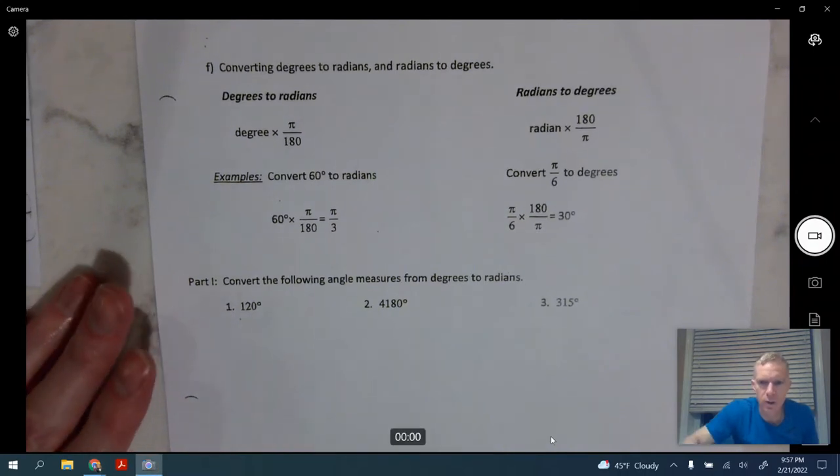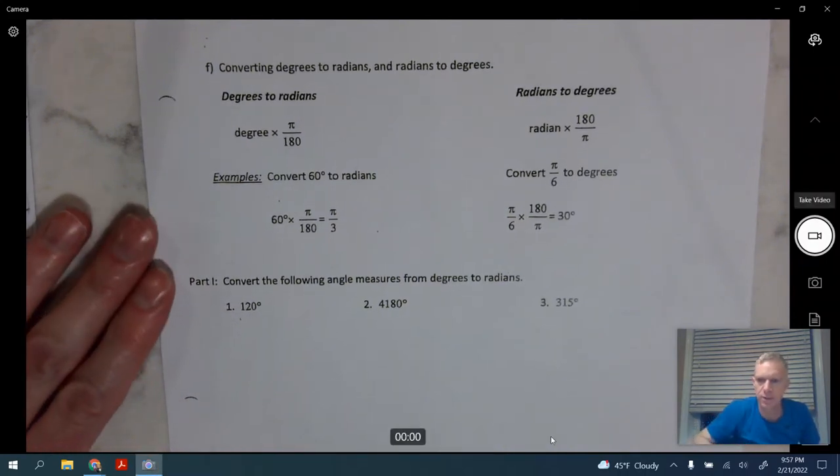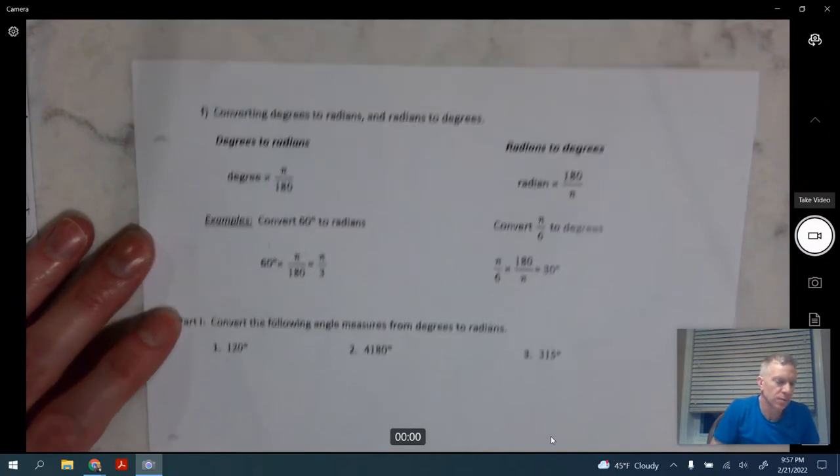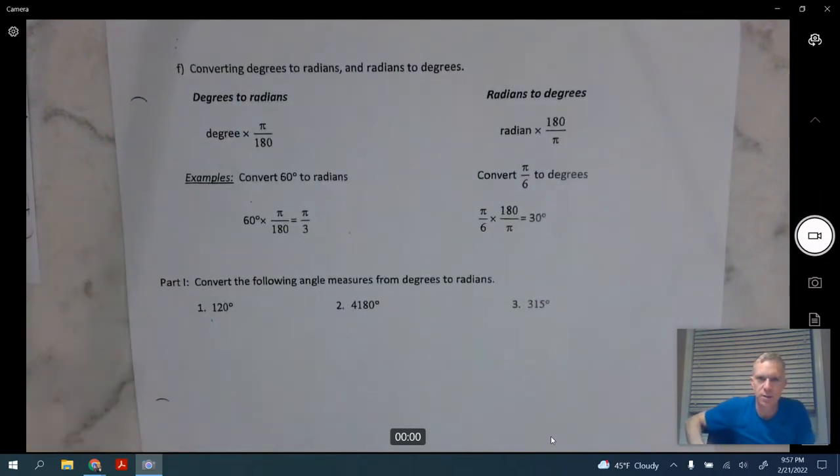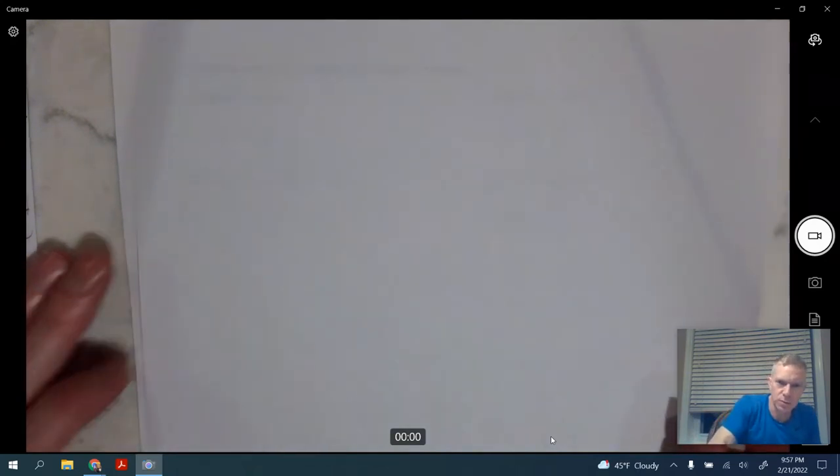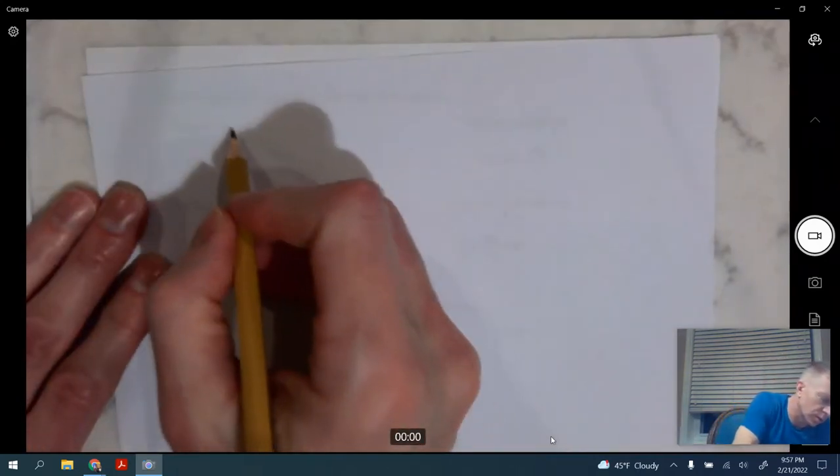All right, I want to talk quickly about page 358 in your packet, converting between degrees and radians to degrees. Okay, real quick, let's just recap where we were with the unit circle.